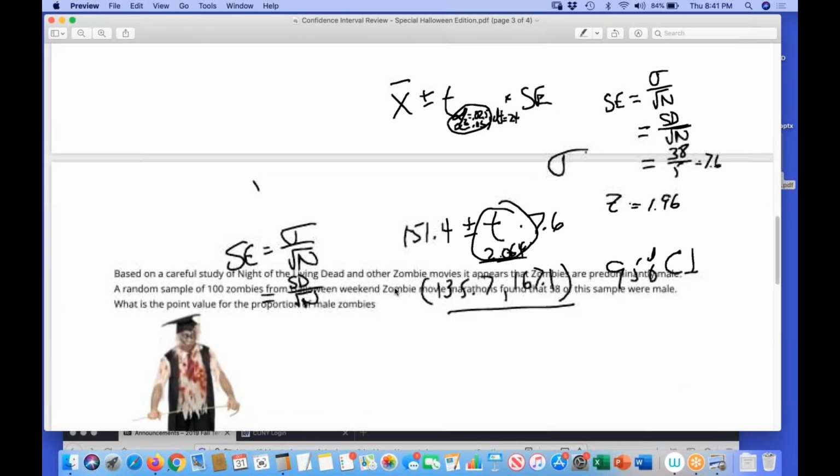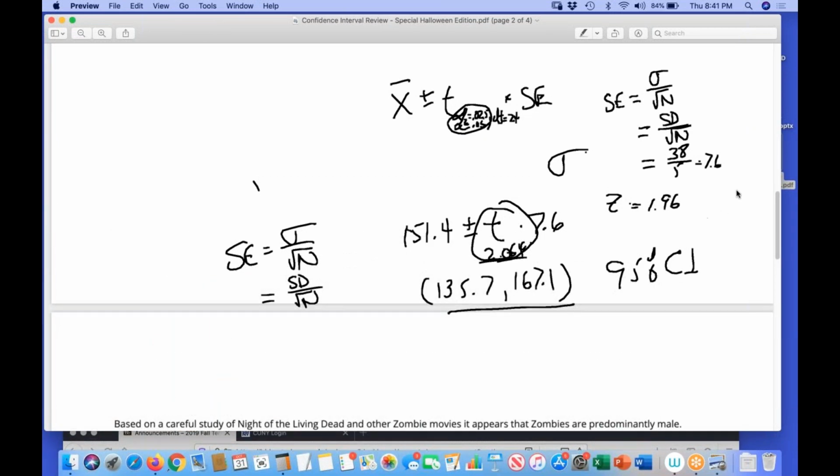So that's what really changes things. If you gave us a series of numbers, you'd go to Excel, calculate the mean and the standard deviation, and use them to calculate your standard error and then your confidence interval.